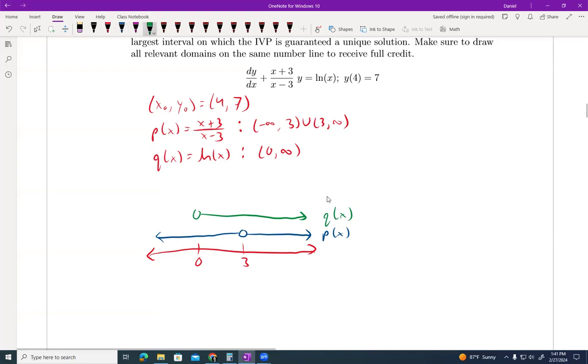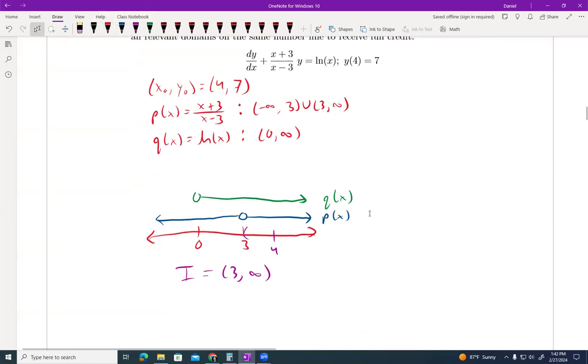Okay, and then we have to remember that our x0 is 4, so we'll do that in purple. So 4 is over here. And we're looking for the largest interval that contains this, on which both functions are continuous. So we can go all the way starting at 3 and go all the way up to infinity, basically. So the largest interval would be 3 to infinity. And that does that one.